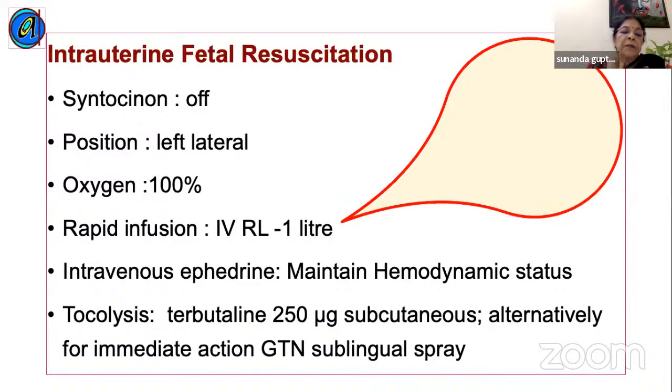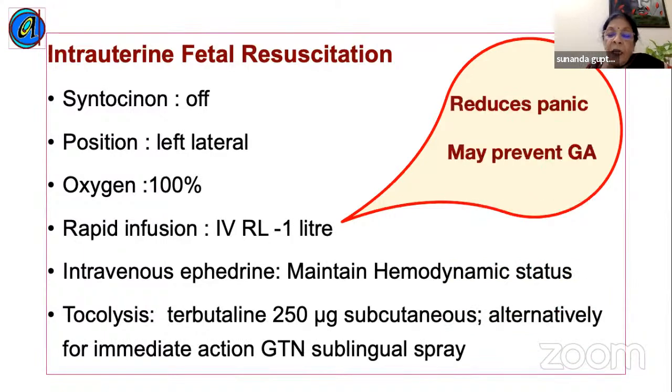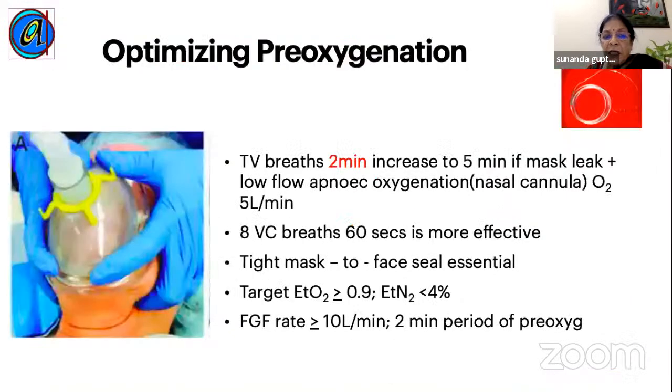As you prepare the patient, intrauterine fetal resuscitation should be started. Syntocinon should be off. Place the patient in the left lateral position with 100% oxygen, fluids, maintain the hemodynamic status and tocolysis with either terbutaline or GTN spray. Now this reduces the panic both for the obstetrician and the healthcare team there. And it also may prevent general anesthesia if there is no fetal distress.